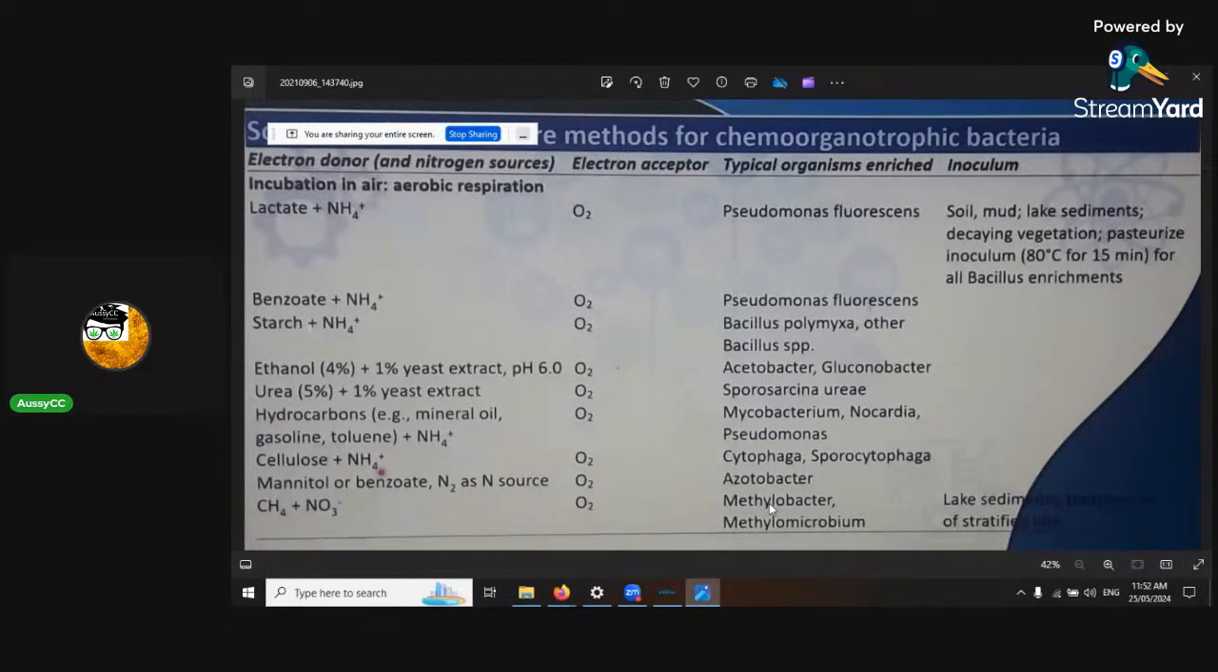Is it Azo? There's Azotobacter. The electron acceptor is oxygen, and the electron donor is nitrogen. So it will use oxygen and nitrogen to perform its processes, and it will put out NH3. All right, so ammonium is good because that's one of the ones.